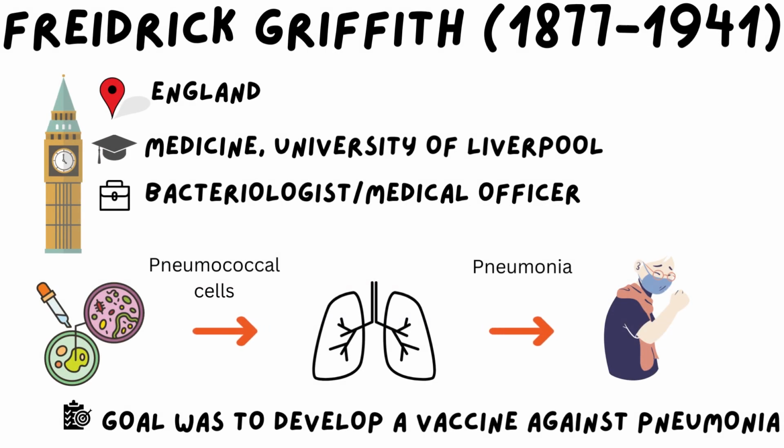Before learning about his famous experiment, let us know a bit about the man himself. Who was Griffith? Frederick Griffith was born in England in 1877 and went on to study medicine at the University of Liverpool. Later, as a bacteriologist, he was studying bacteria that cause pneumonia in humans. These bacteria are commonly referred to as pneumococci and they infect the respiratory system in hosts, eventually leading to pneumonia. While doing these experiments, Griffith's goal was to develop a vaccine against pneumonia.